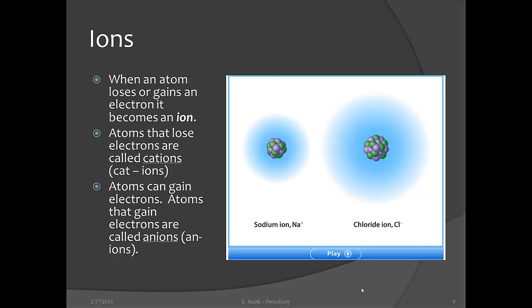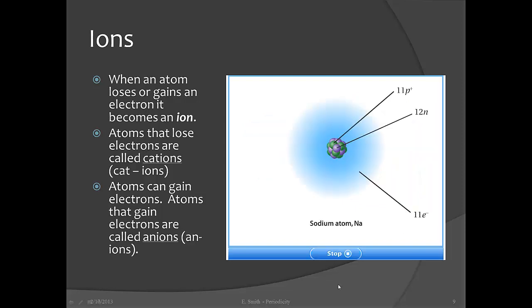Atoms that gain electrons, meaning gain more negative, are anions. And the way that I think of it is that anions kind of remind me of the word onions. And when I cut them for cooking, they make me cry. So let's watch a short little video on the idea of anions and cations and the idea of ions.